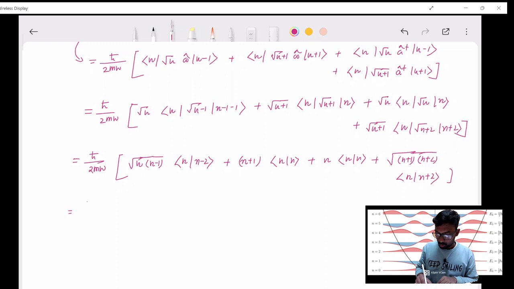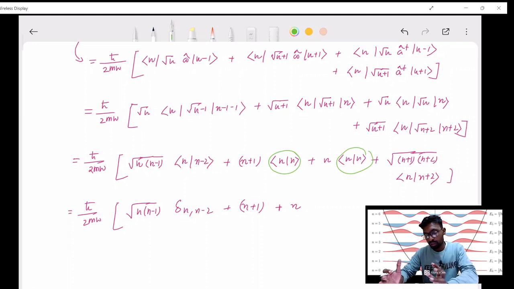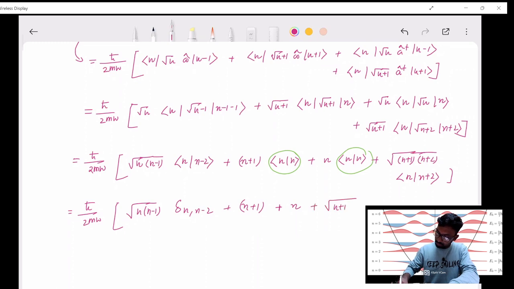So this is equal to ħ upon 2mω times root n into n−1 δ(n, n−2) plus n+1 plus n, because this part equals 1, and this part equals 1. The scalar product between the same states gives 1, not confused, you know about that, right? Plus root n+1 into n+2 δ(n, n+2).